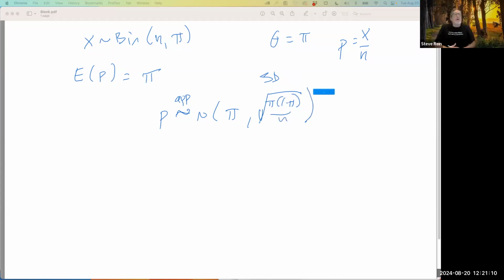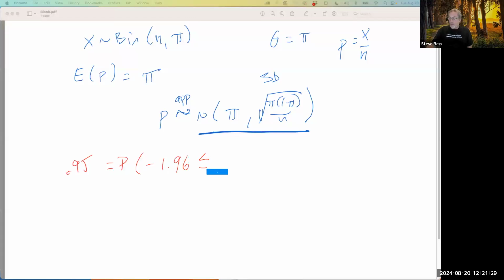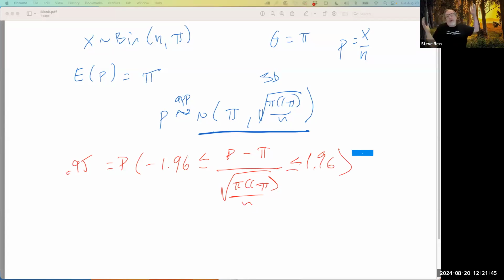So if I tell you the normal curve, its central value and its spread, I could write the following. I'm sort of going to just do algebra here. I could write 0.95, 95%, is the probability that negative 1.96 is less than or equal to p minus pi. We're going to subtract off the mean, then divide through by the standard deviation, which is the root of pi times 1 minus pi all over n, and that's less than or equal to 1.96. From the normal curve, 1.96, as we saw yesterday, corresponds to 95%.